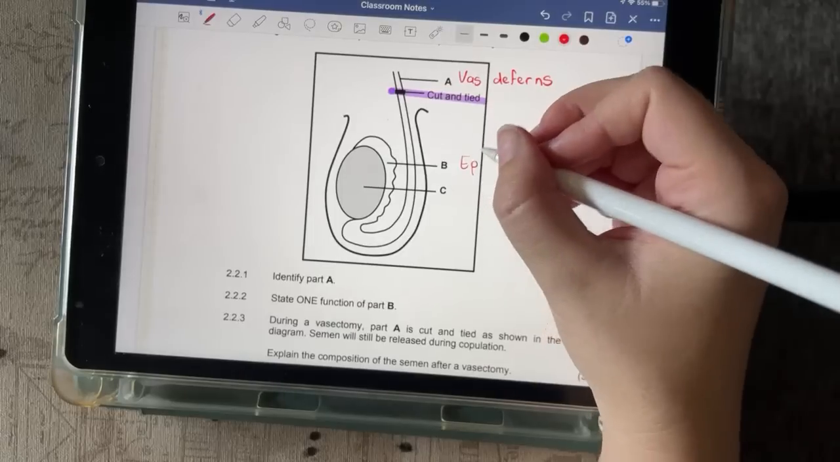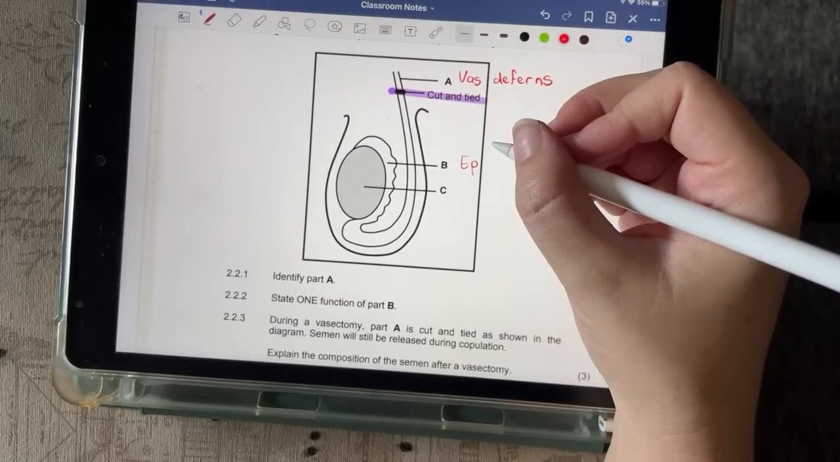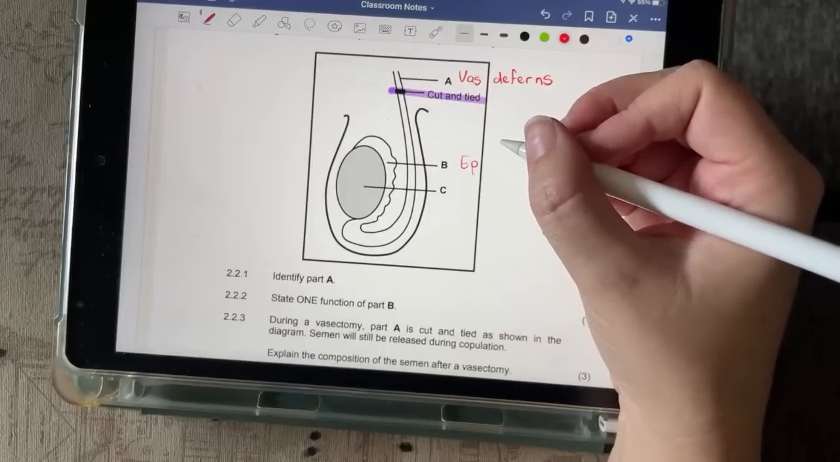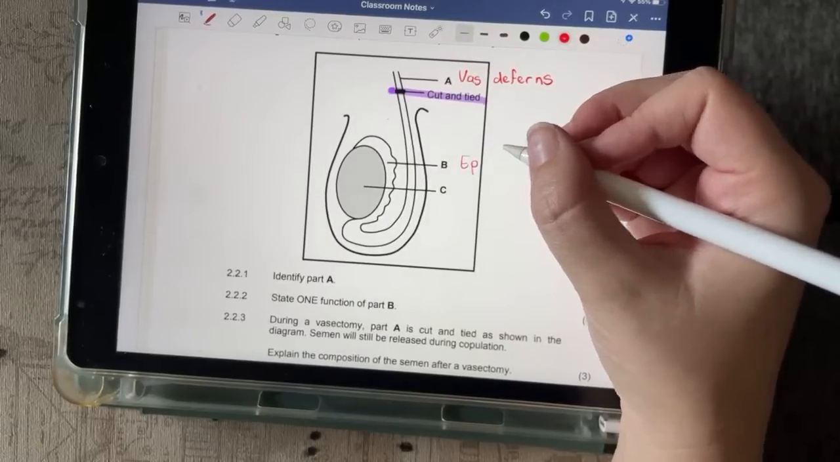I can never remember how to spell epididymis. It's the I and the D and the Y and the M, and it's just all too similar for me. I can never remember how to spell it.